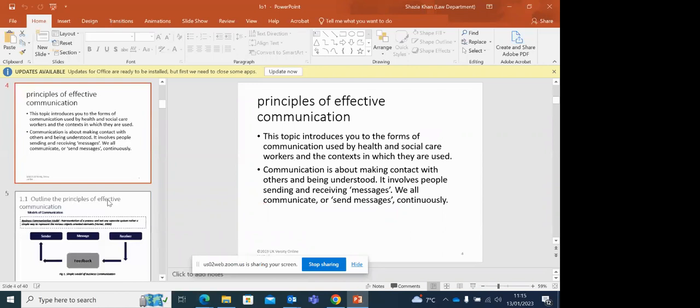So we look at the principles of having effective communication. This main topic will introduce the different forms of communication used by health and social care workers and the context in which they are used. Communication is about making contact with others and being understood. It involves people sending and receiving messages. We all communicate or send messages continuously. Every time we send an email or a text message or anything, that's a form of communication.